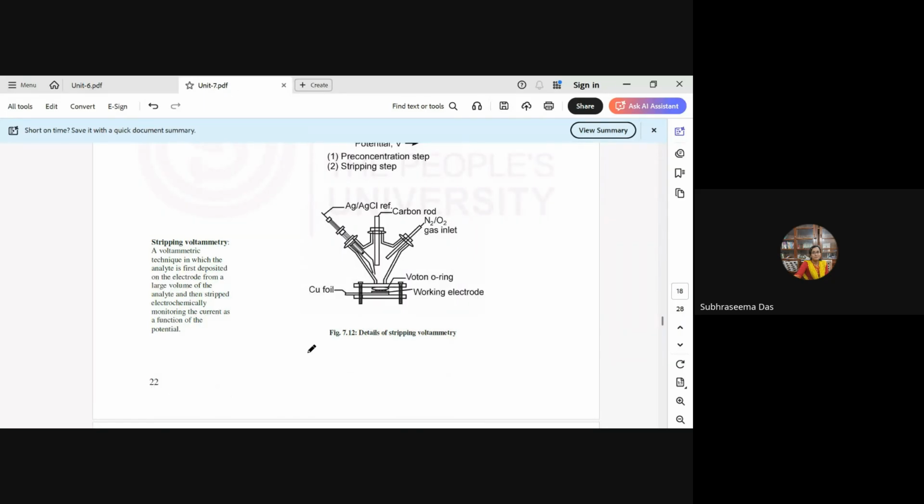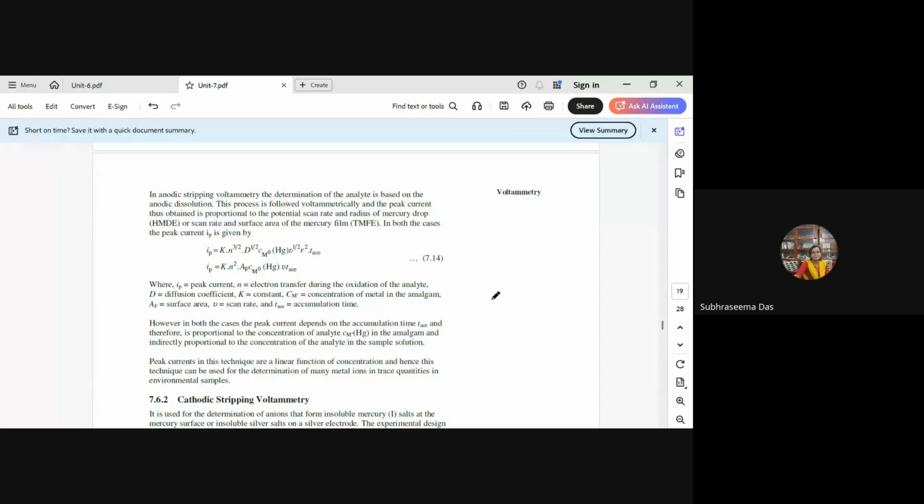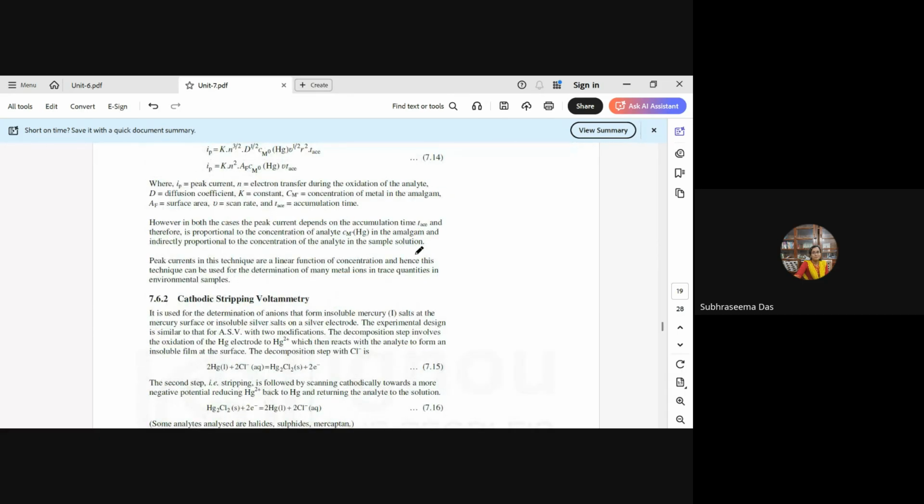So this figure 7.12 shows the details of a stripping voltammetry. In anodic stripping voltammetry, the determination of the analyte is based on the anodic dissolution. This process is followed voltammetrically, and the peak current is obtained. The peak current thus obtained is proportional to the potential scan rate and radius of the mercury drop. However, in both cases, the peak current depends on the accumulation time, and therefore it is proportional to the concentration of the analyte in the amalgam.